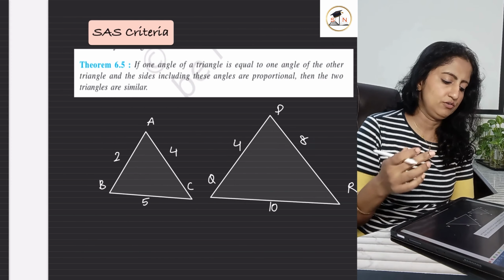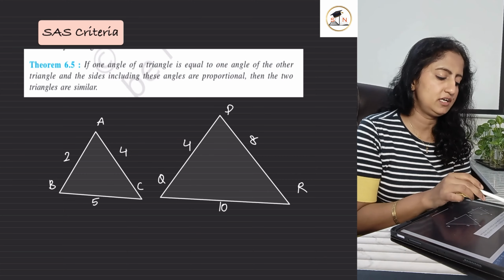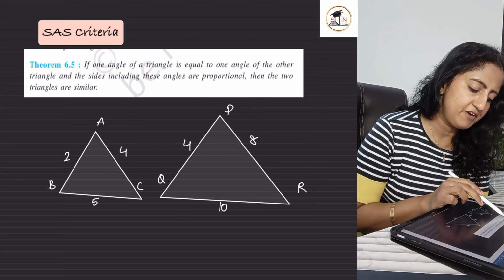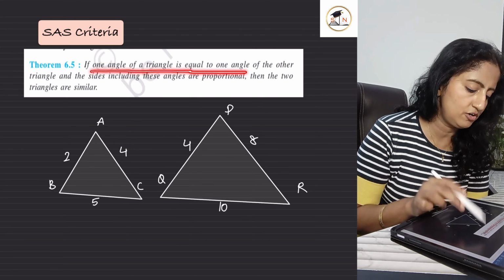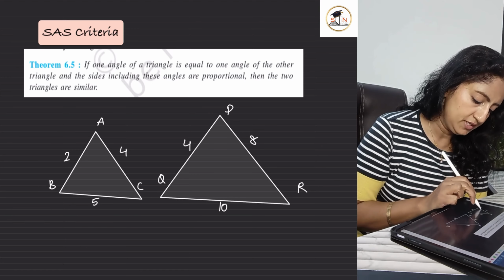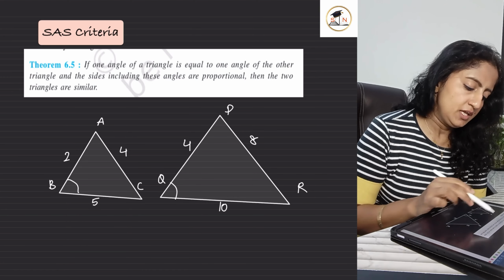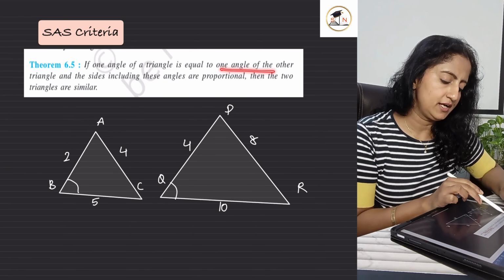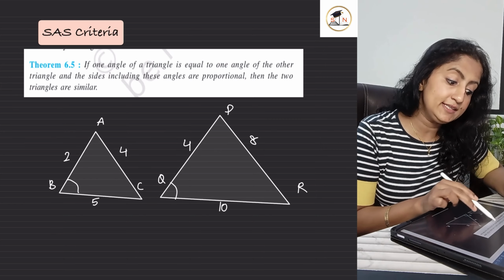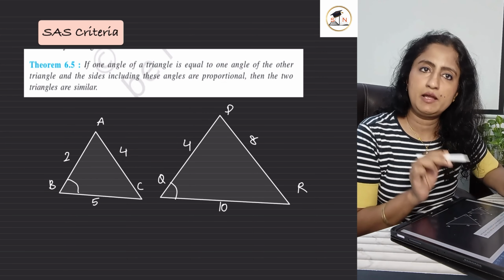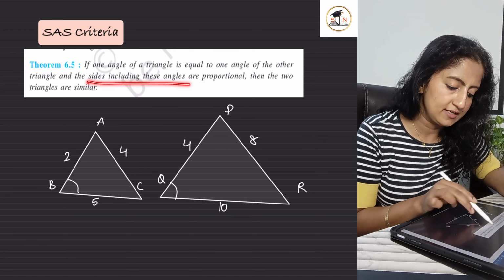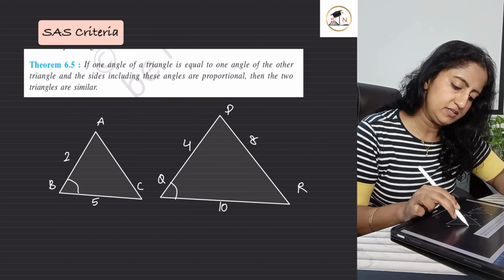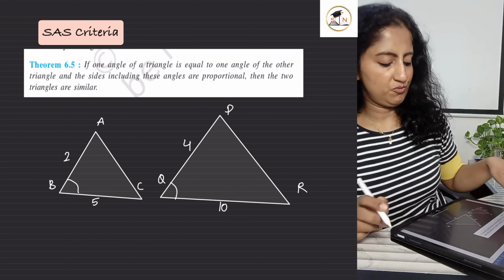Okay. Now, what we have over here, the third criteria, which is SAS criteria. Okay. The theorem says if one angle of a triangle is equal to one angle of the another triangle. I didn't mark the angles over here. Let it be these two angles. Okay. Now, if one angle of a triangle is equal to the one angle of the other triangle and the side including these angles are proportional. I am highlighting the word side including these angles. Okay. मतलब यहाँ पे हमारे पास क्या नहीं है? Let's not have that. Okay.